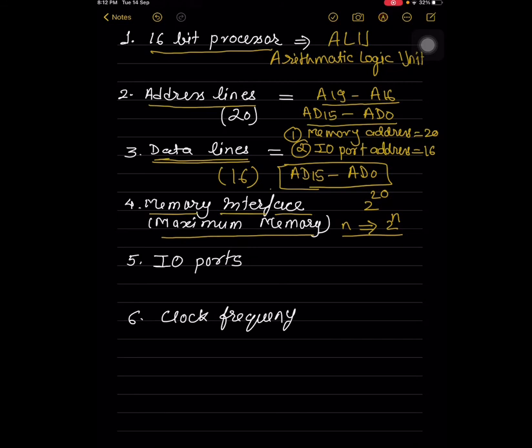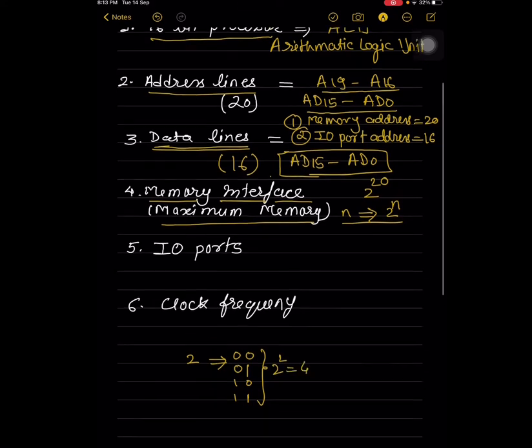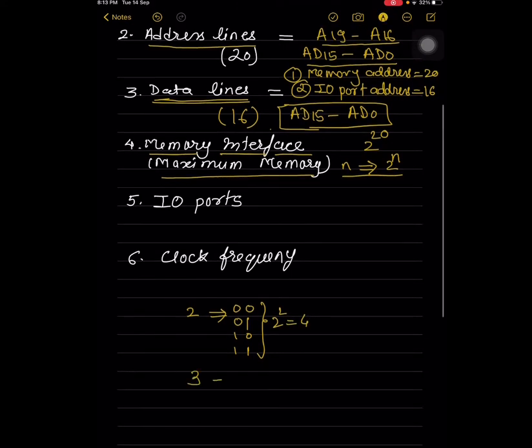Now how is this concept realized? If we have two address lines, then the possible addresses that can be generated are 00, 01, 10 and 11. So 4 possible addresses are generated, which represents 2 raised to power 2, that is 4. If we have 3 address lines, then the possible addresses are 000, 001 up to 111, which is a total of 8, so 2 raised to power 3, that is 8.